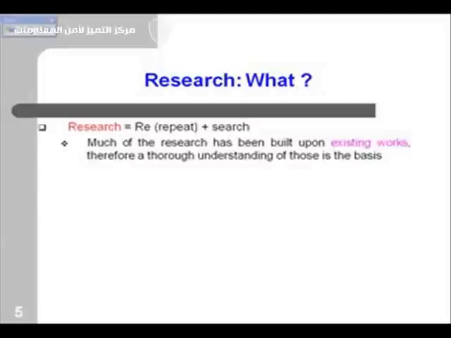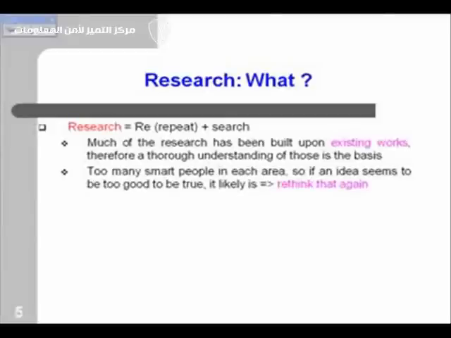And so much of interest has been built upon existing work, because most of the people, and we are doing research based on the existing work, what has been done. Like somebody is using wavelet theory, somebody is using the theory of automata, somebody is using the theory of relativity. So what has been already done by the other scientists, we are just developing our new theories on the basis of those existing theories. Therefore, a thorough understanding of those ideas is the basis. We should understand those ideas first, then we can propose our ideas on the basis of them.